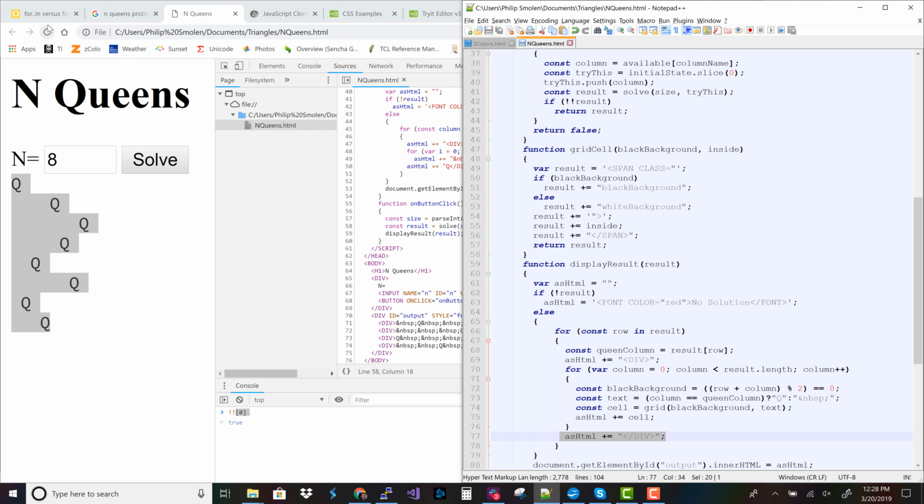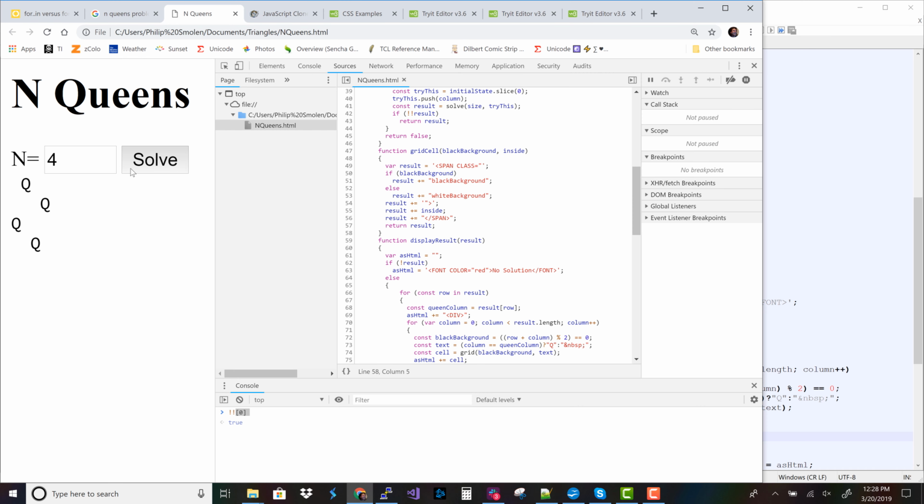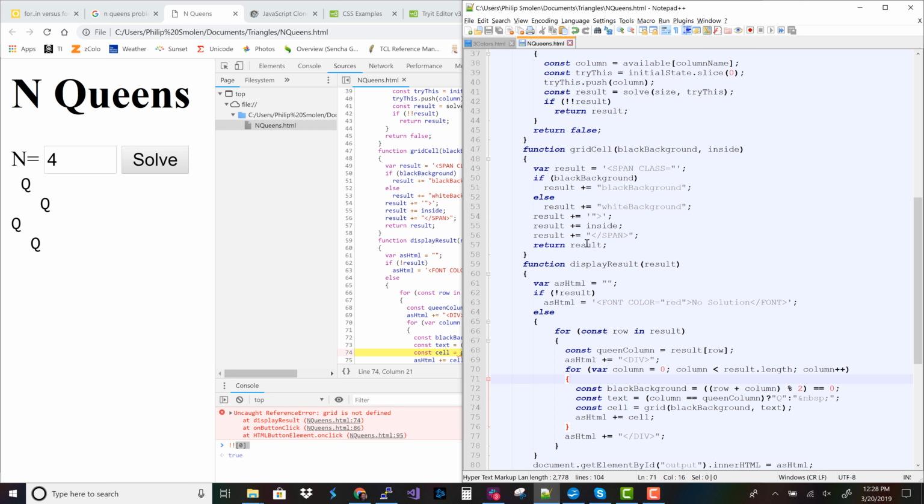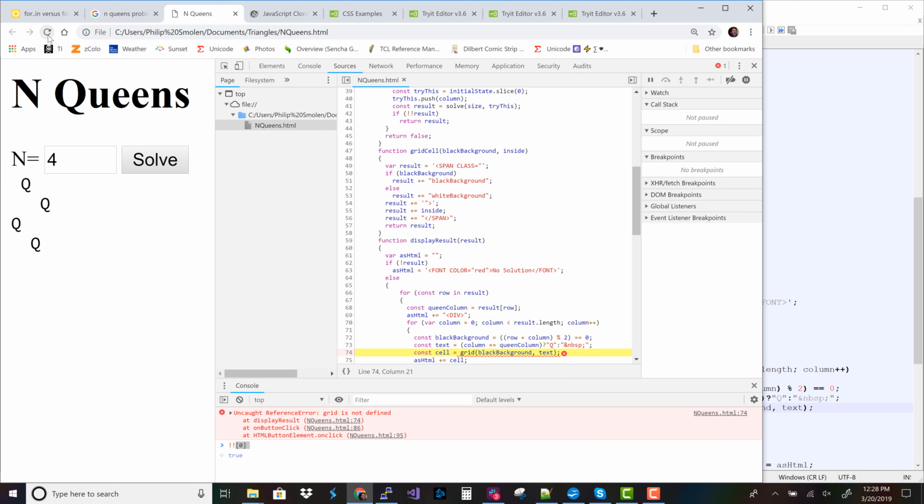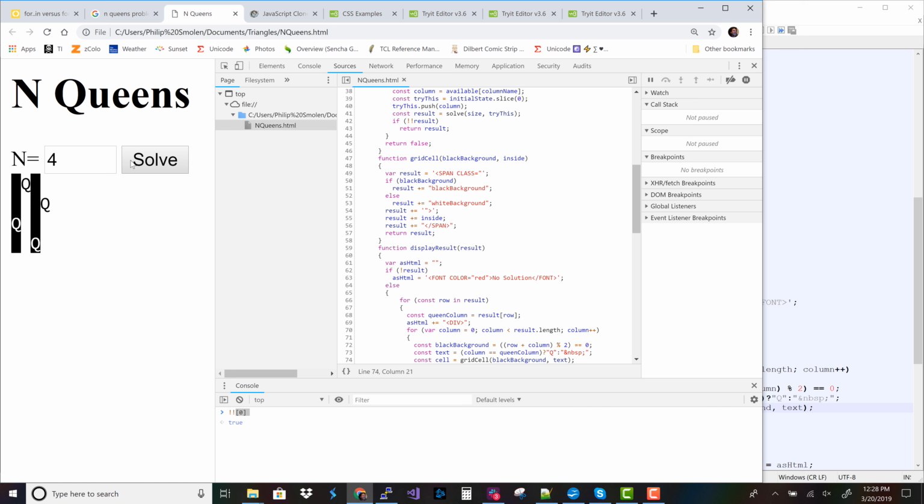Save, refresh, solve. Again, some editors will show you this so you don't have to go through all the hoops. As soon as you type it, it'll tell you. Refresh, solve. Interesting. Getting close. So some of the formatting worked.